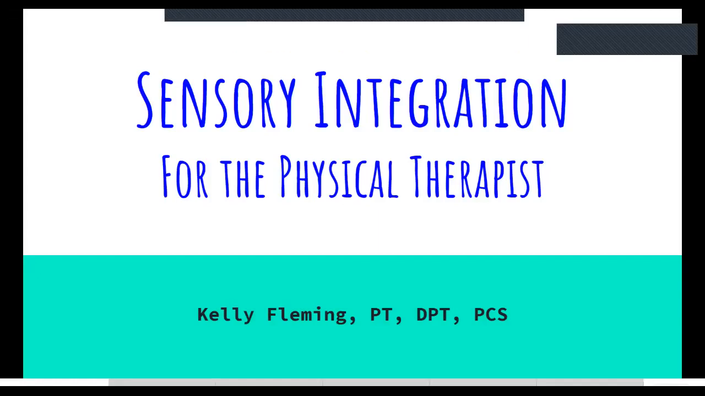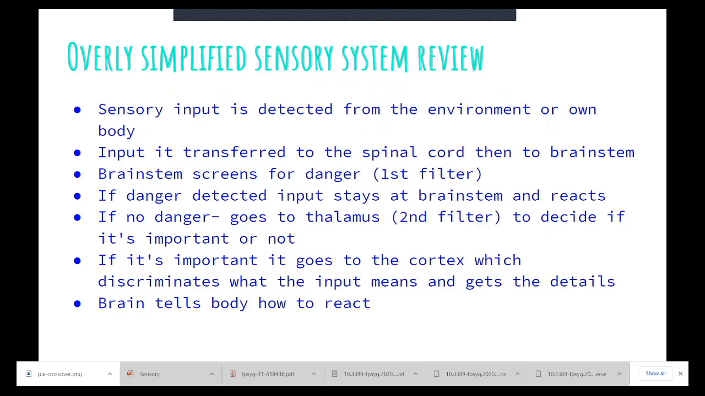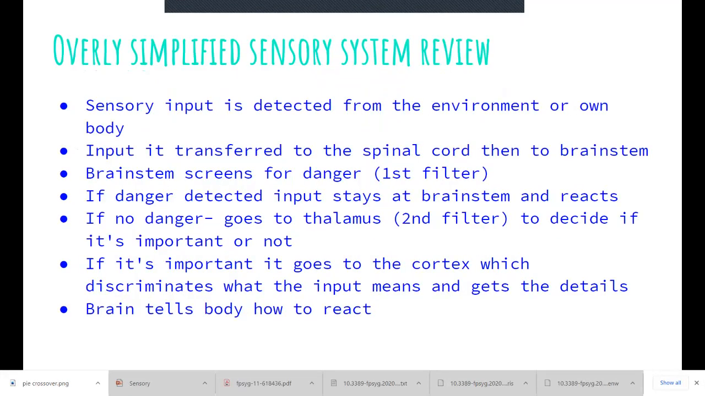In talking about sensory integration, I think it's good to go back and review the sensory system, but we're going to do it in an overly simplified way. So, the sensory system: you get input detected from the environment or your own body. That input is then transferred to the spinal cord, taken up to the brainstem. The brainstem has to screen it for danger. So if it's something that's really hot and you want to take your hand off of the stove, that's something that they want to screen for first.